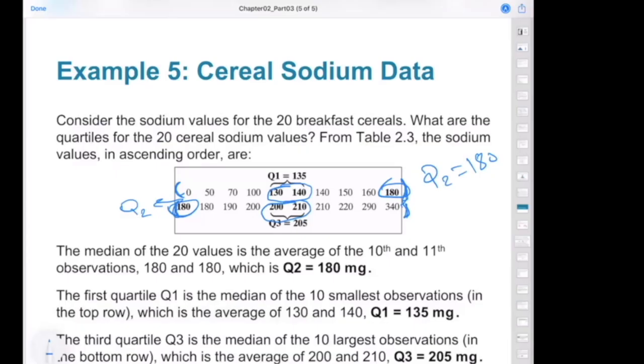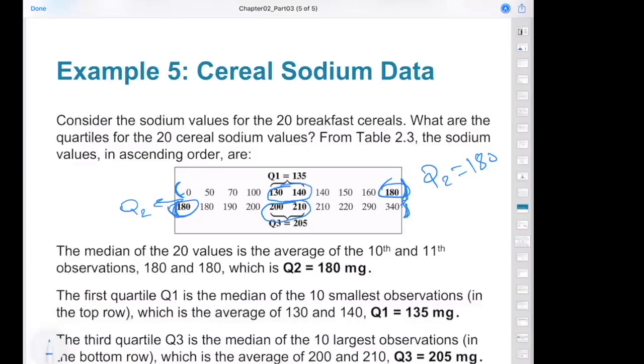That means instead of 20 observations, we have 19 observations, right? So that means you have just one number in the middle, 180. This is the Q2 in this case. So that means one number in the middle.